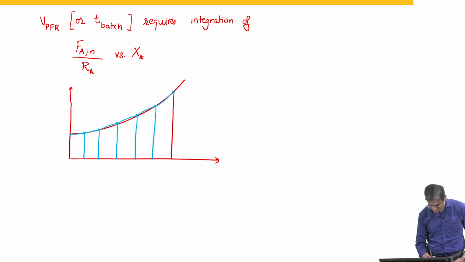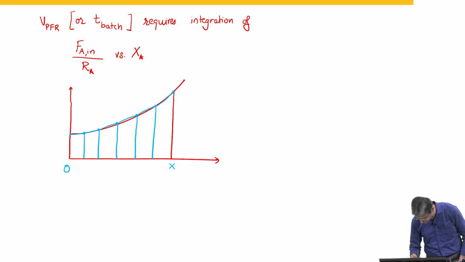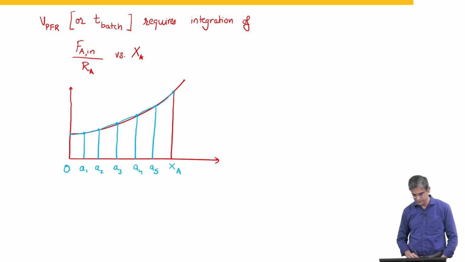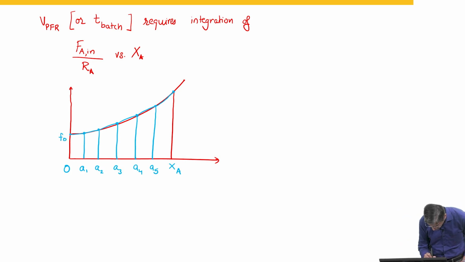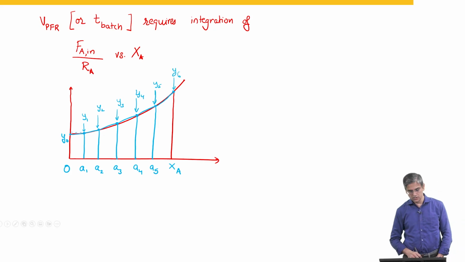Okay, let us call this 0, this is XA. Okay, we will call these A1, A2, A3, A4, A5. And we will call this F0, this is F1, or we will call it Y. This value is Y1, this value is Y2, Y6.